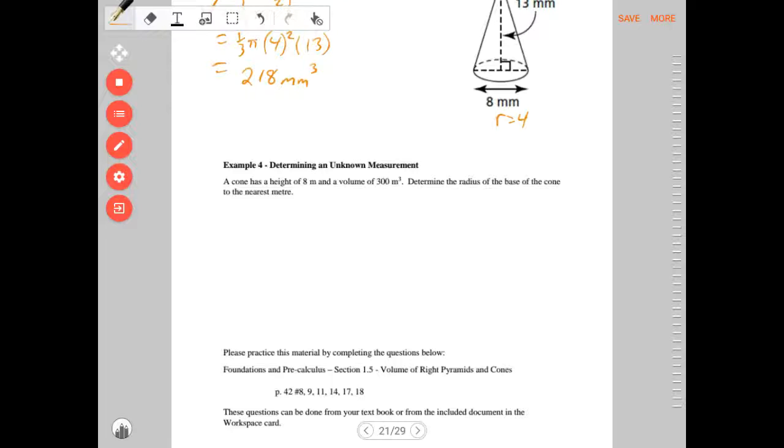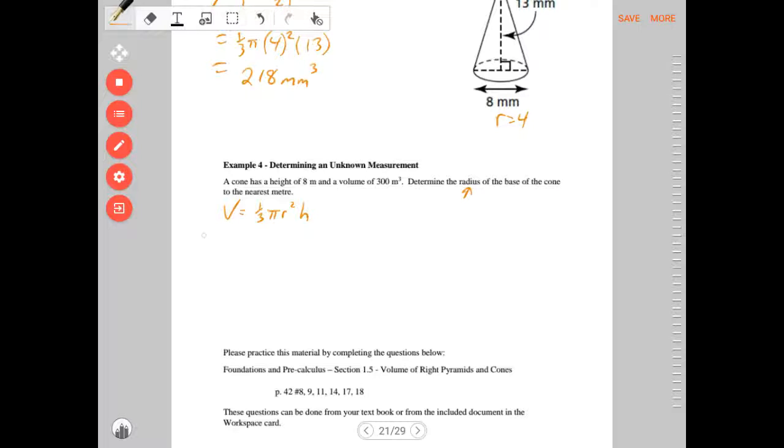Okay, now we have to work a little bit backwards. Example 4, determining an unknown measurement. A cone has a height of 8 meters and a volume of 300 cubic meters. Determine the radius of the base of the cone to the nearest meter. If we start with the formula, volume is 1/3 pi r squared h. Now I'm looking for the radius, so we have a little bit more work to do.